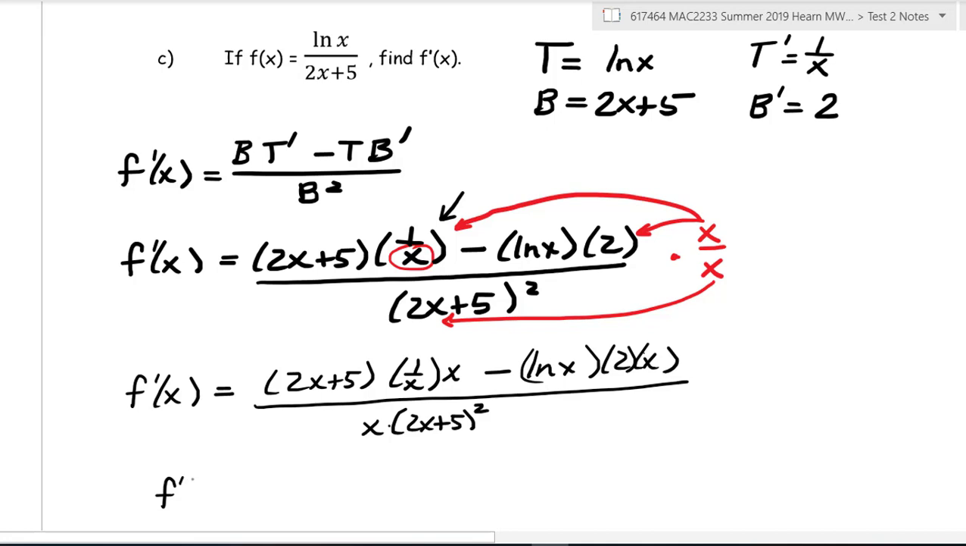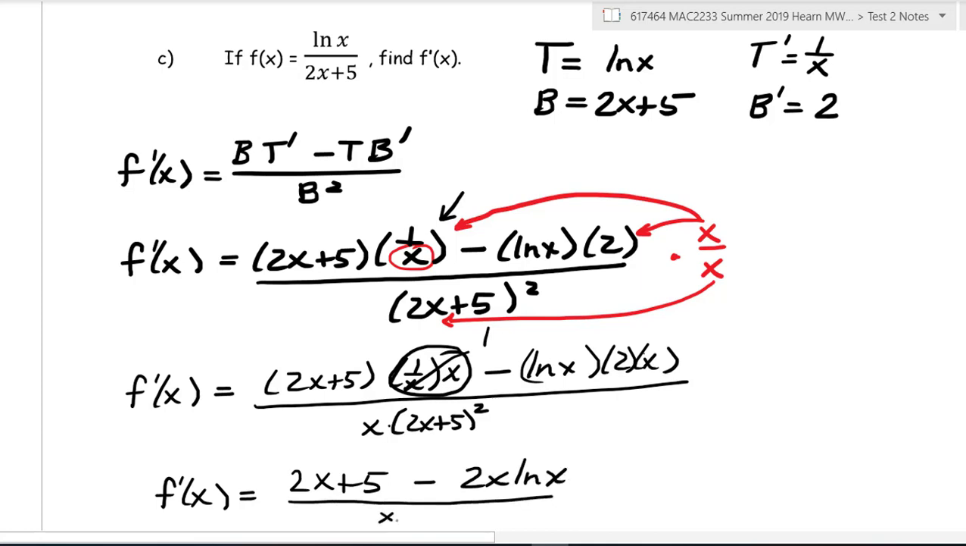That means f prime of x equals, this x times 1 over x is x over x, or just 1. So that gives us 2x plus 5 minus 2x natural log of x over x times (2x plus 5) quantity squared. And there's really nothing else you can do with this. This term and this term, they're not like terms. We can't combine them, and we can't factor anything out that's in common either. So this is going to be our best possible form for our derivative.